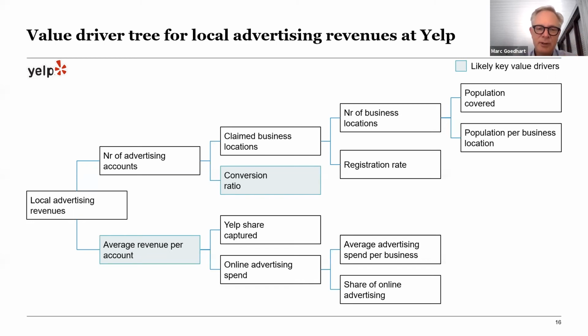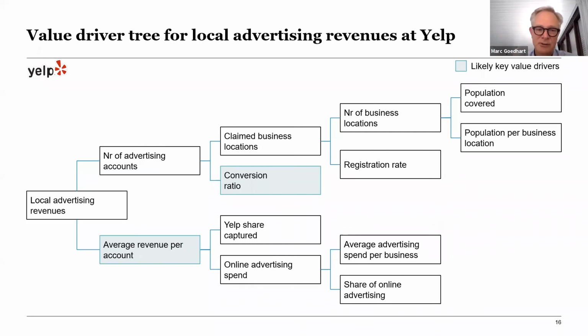And if you think it through, we describe it a bit more in the book on how this business model works, you start to recognize there are actually two critical value drivers, right? The one is the conversion ratio. It is not that hard to get a lot of business entries on your website and to get a lot of reviews from customers. The key thing is how many of these entries on your website can you actually convert into paying customers, right? Advertising accounts. And that's the conversion ratio.